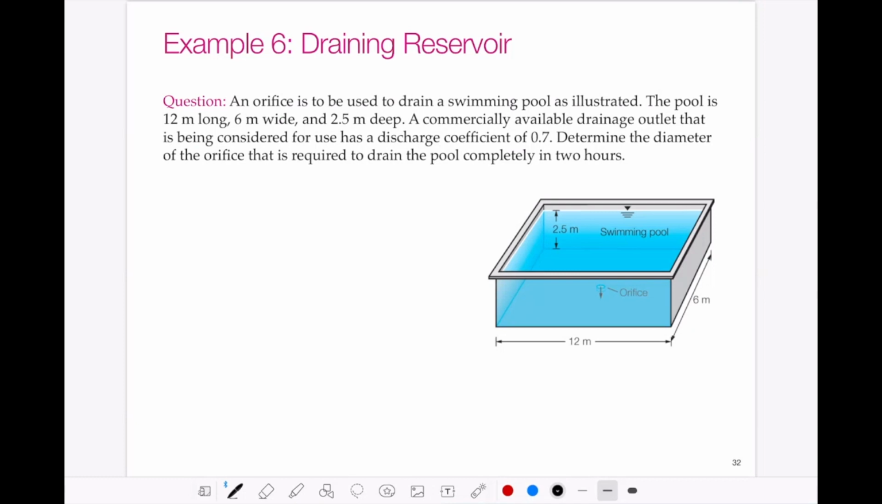It says the pool's dimensions are 12 meters long, 6 meters wide, and it's filled 2.5 meters deep. We have a drainage outlet, which has a discharge coefficient of 0.7. So CD is equal to 0.7. Determine the diameter of the orifice. So we want to figure out basically A0 so that we can drain the pool in 2 hours.